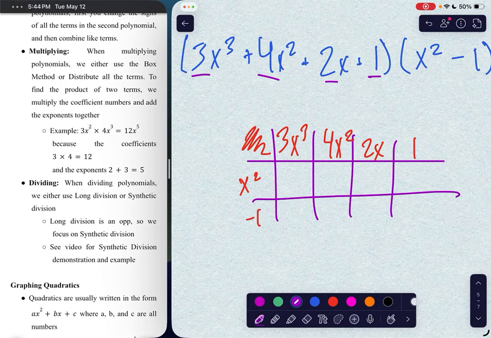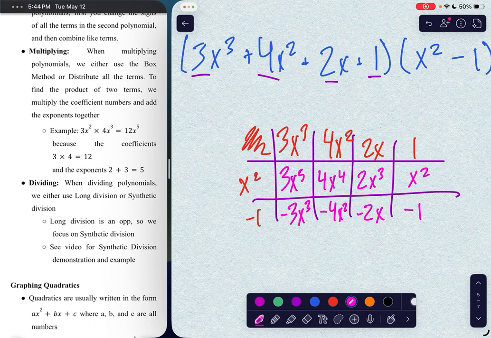So 3x to the 3 times x squared is going to be 3x to the 5, because 3 plus 2 will give us x to the 5. 3x to the 3 times negative 1 gives us negative 3x to the 3. 4x squared times x squared gives us 4x to the 4. 4x squared times negative 1 gives us negative 4x squared. 2x times x squared, again, gives us 2x to the 3. 2x times negative 1 is going to give us a negative 2x. 1 times x squared is just x squared, and 1 times negative 1 is negative 1, right?